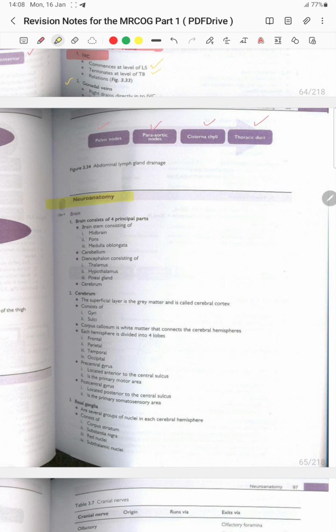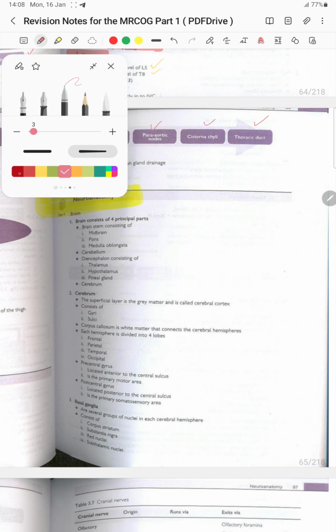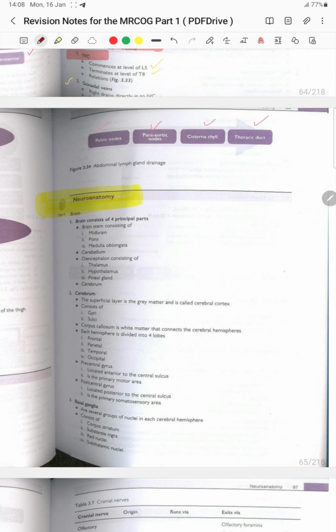Now let's move to our most important topic, and this is the neuroanatomy. For the MRCOG, we're just going to do the basics of the neuroanatomy and not in very much detail, but we are going to cover very important and high yield topics here. Now starts with the brain.